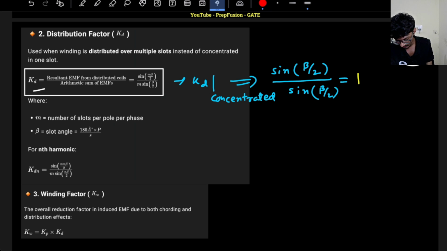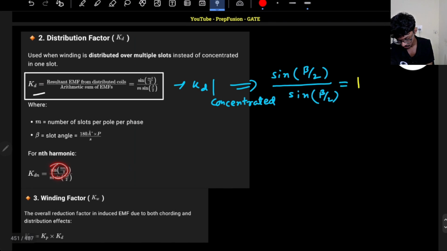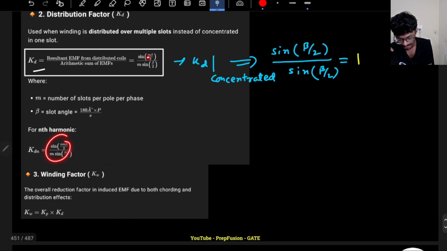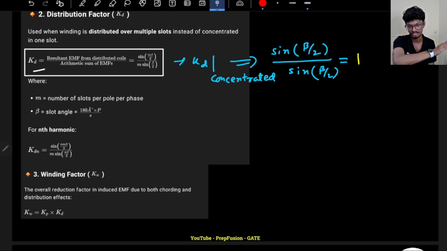If it is the nth harmonic, so this is for the fundamental component, right? For the nth harmonic, in place of m beta, an extra term n will be present. So you see here n m beta by 2, here n beta by 2. That extra term will be there for the nth harmonic induced EMF. So overall, the winding factor Kw will be the product of the two factors, Kp into Kd.